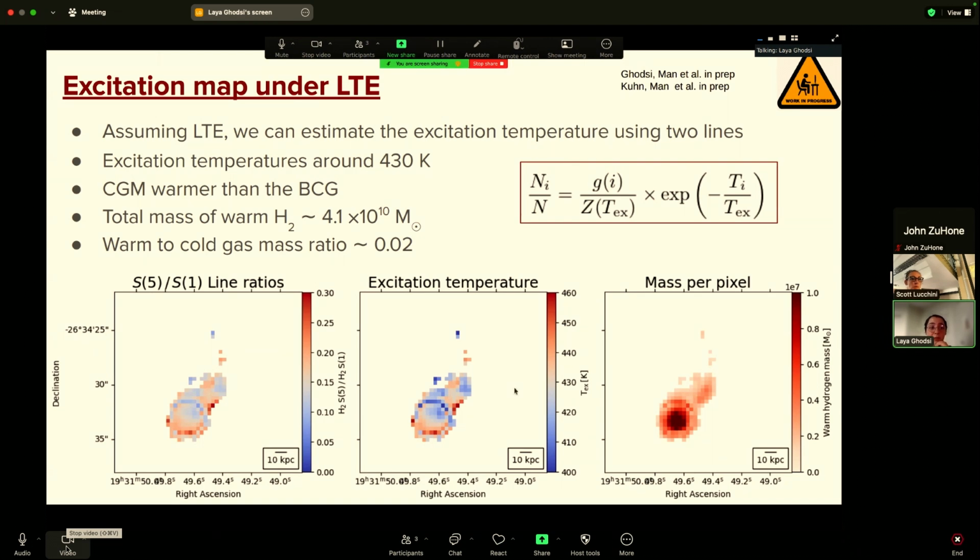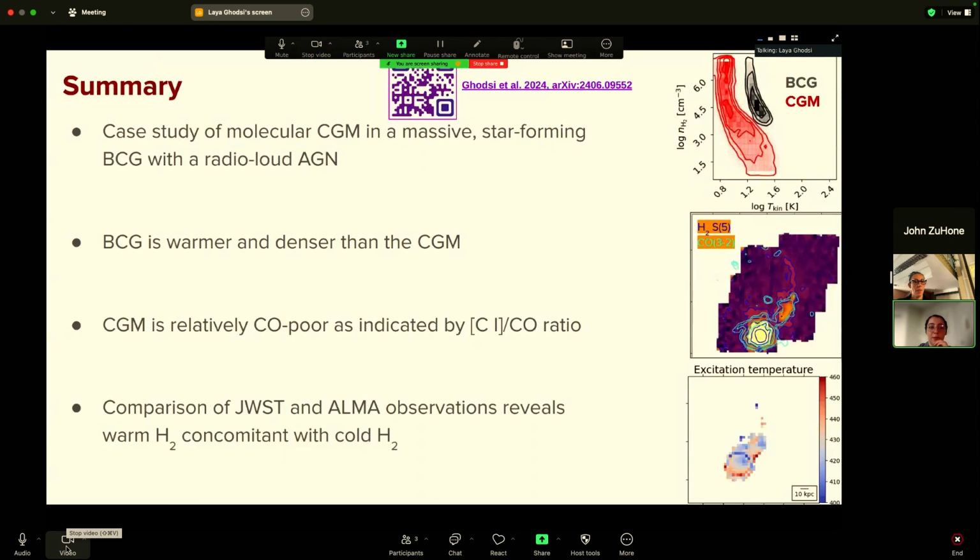The total mass of warm hydrogen in this whole system is 4.1 times 10^10 solar masses, which, if you calculate the ratio, gives a warm to cold gas mass ratio of around 0.02, so 2%, which is normal for galactic systems. And I'm going to leave you with my summary: we see a bimodal distribution in the BCG and CGM of this galaxy cluster, and the cold and warm molecular gas are co-spatial in the BCG and the tail, and the excitation temperature is around 430 K for the whole system. So I'm happy to take any questions, and thank you.